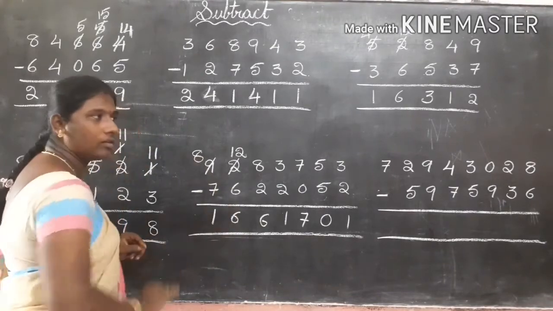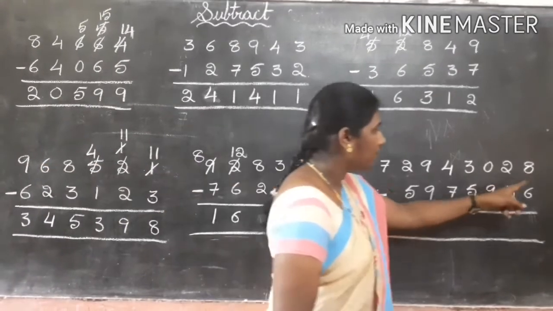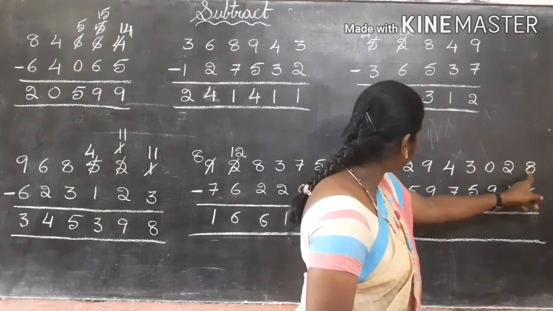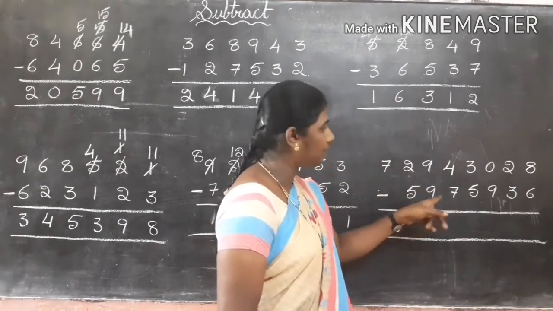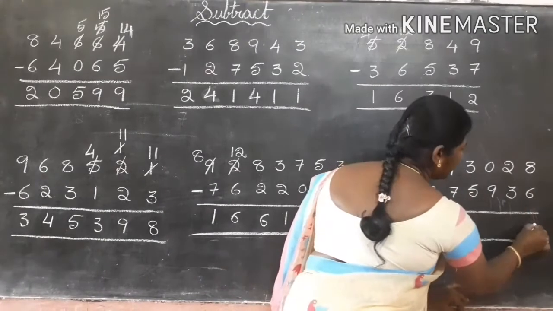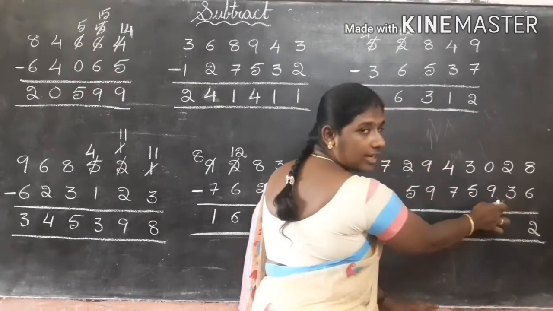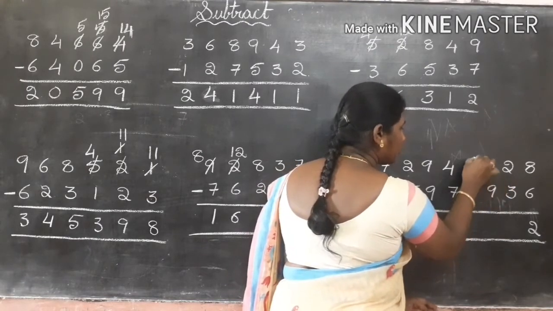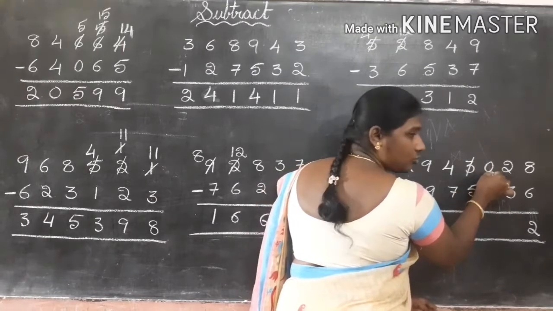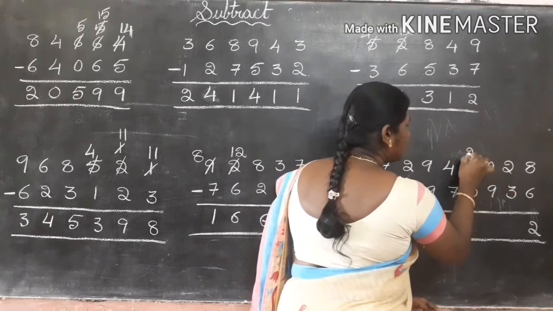8 minus 7, 1. Same here. Next, it is an 8-digit number. Here it is an 8-digit number, here it is a 7-digit number. 8 minus 6, 2. 2 minus 3 not possible. We have to take the borrow. From 0, not possible, here 2. So from the 1000 place to the 100 place. So here it is 2.